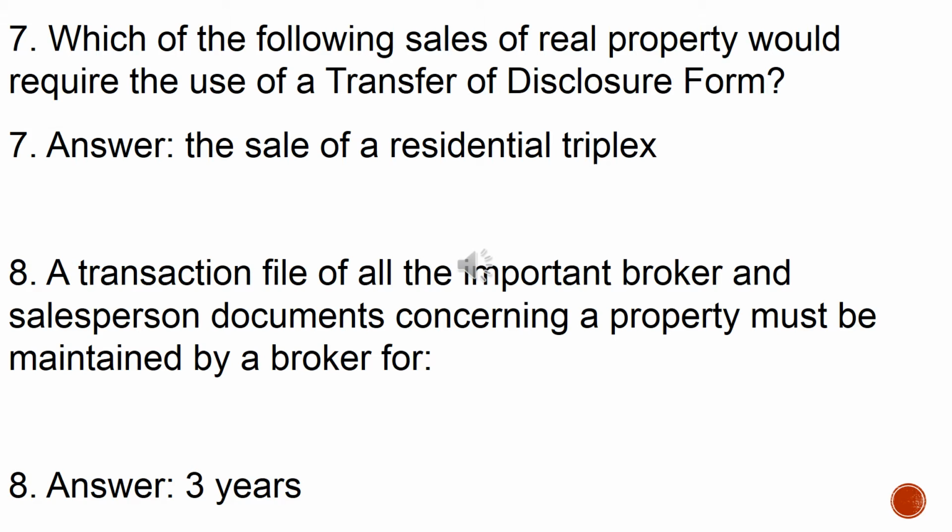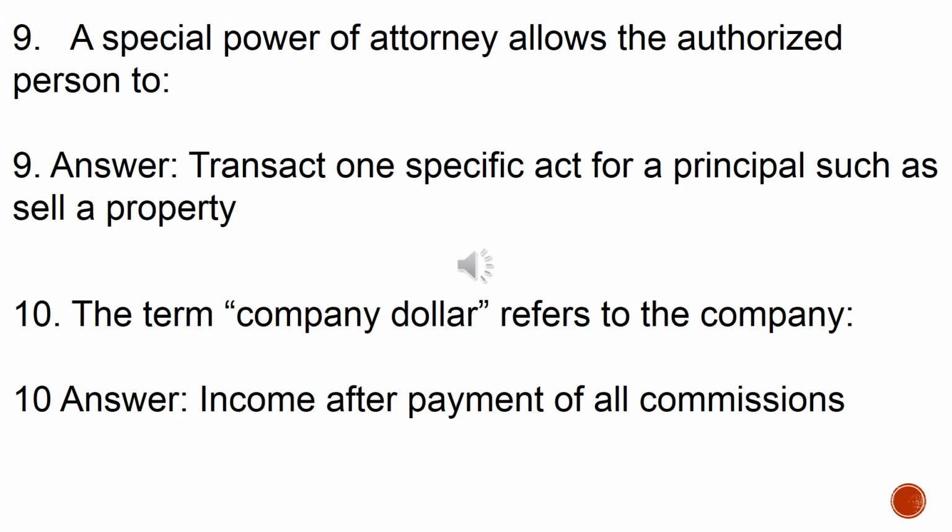Question number 8. A transaction file of all important broker and salesperson documents concerning a property must be maintained by a broker for? Answer: 3 years. Question number 9. A special power of attorney allows the authorized person to? Answer: transact one specific act for a principal such as the sale of a property. Question number 10. The term company dollar refers to the company? Answer: income after payment of all commissions.